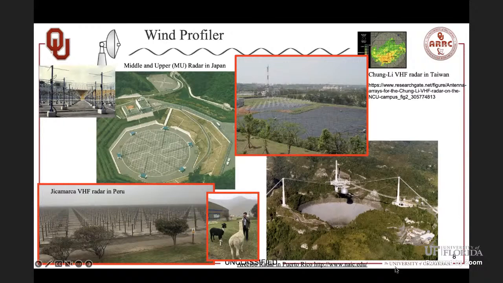So those are big systems, and they can see very, very far, all the way to the ionosphere, up to what we call the F region. That's about 500 kilometers or so. Can you imagine how far it is? In some systems, for example this one, it probably cannot see very far, maybe about 100 kilometers in height. Those are vertical pointing.